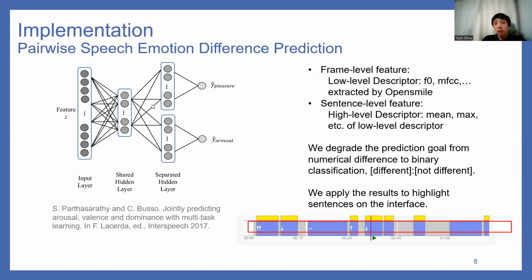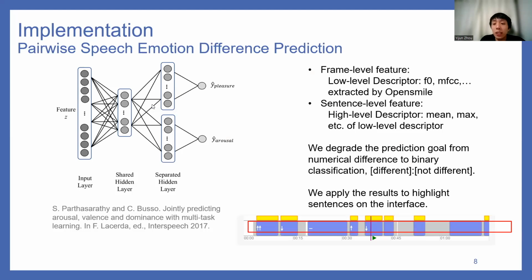So let me talk about the implementation behind. Our network takes audio features of sentences as input and predicts the pleasure and arousal values as output. We train the network using the audio and absolute labels in the training set.